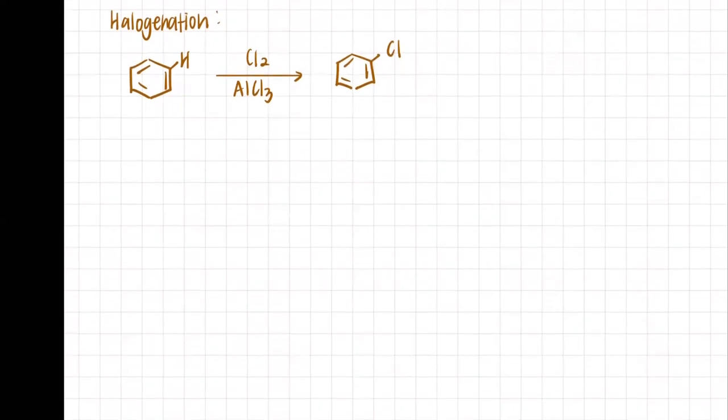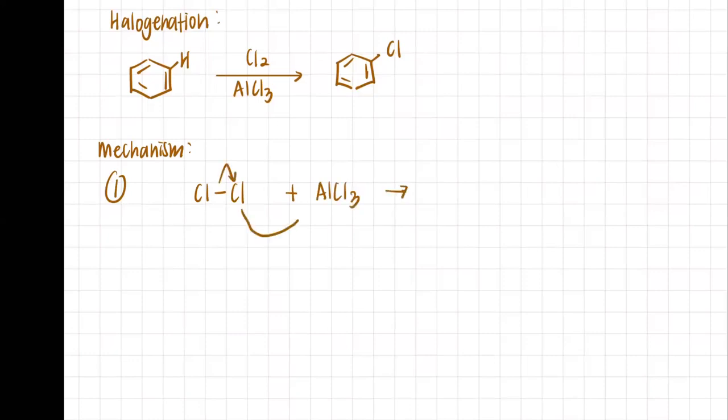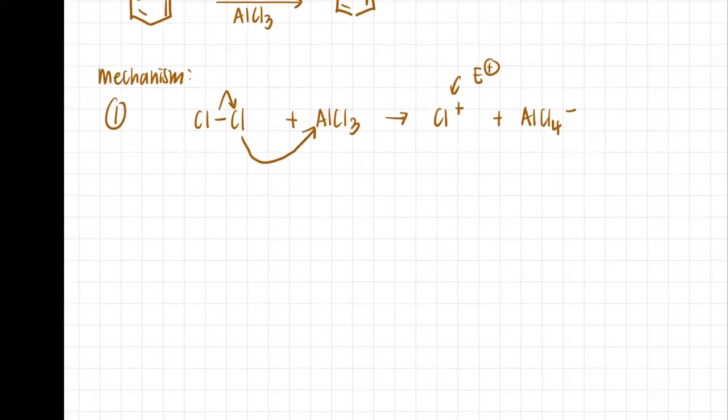So are we going to illustrate the mechanism? First step, formation of the electrophile first. So Cl2 reacts with AlCl3. Same thing. So this one will be your electrophile because it's a positive species. So after forming this electrophile, you just repeat with the benzene resonance formation.